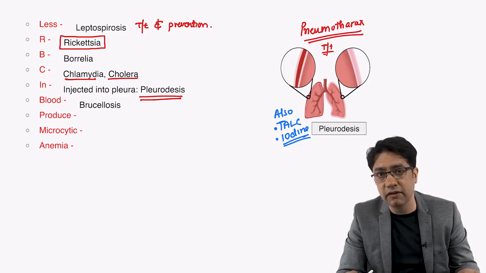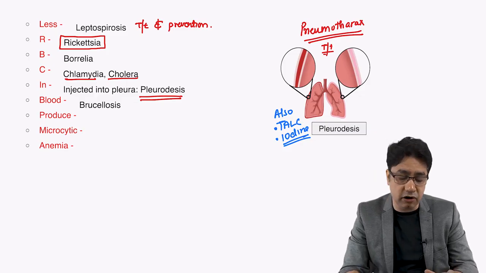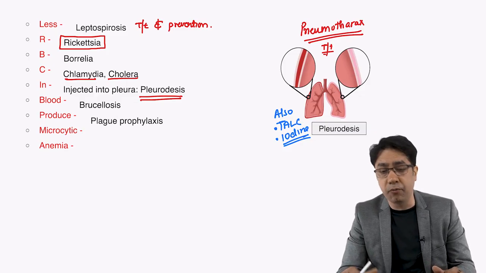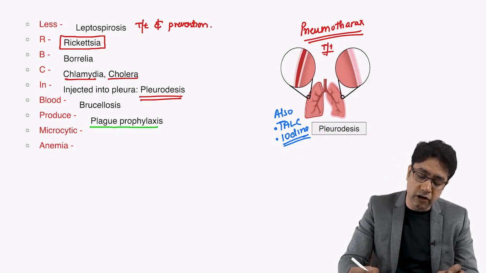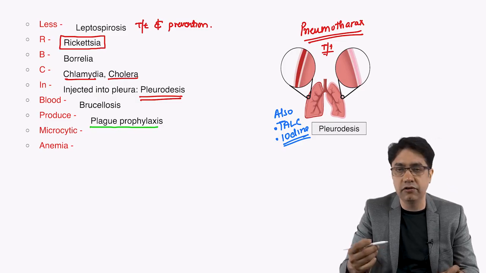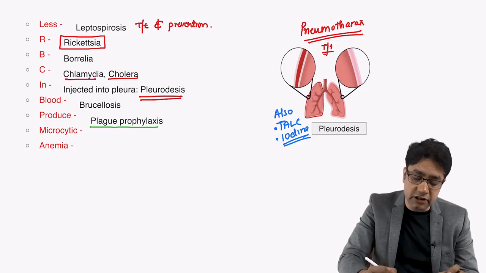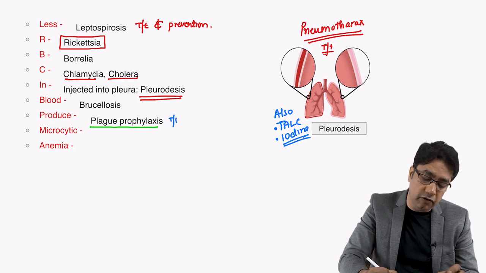B4, it is also given for brucellosis as a drug of choice. Plague prophylaxis. Plague, a very old disease. Now remember, for prevention of plague, we give doxycycline. But sir, which drug do we give for the treatment of plague? For treatment of plague, we give injections of streptomycin.